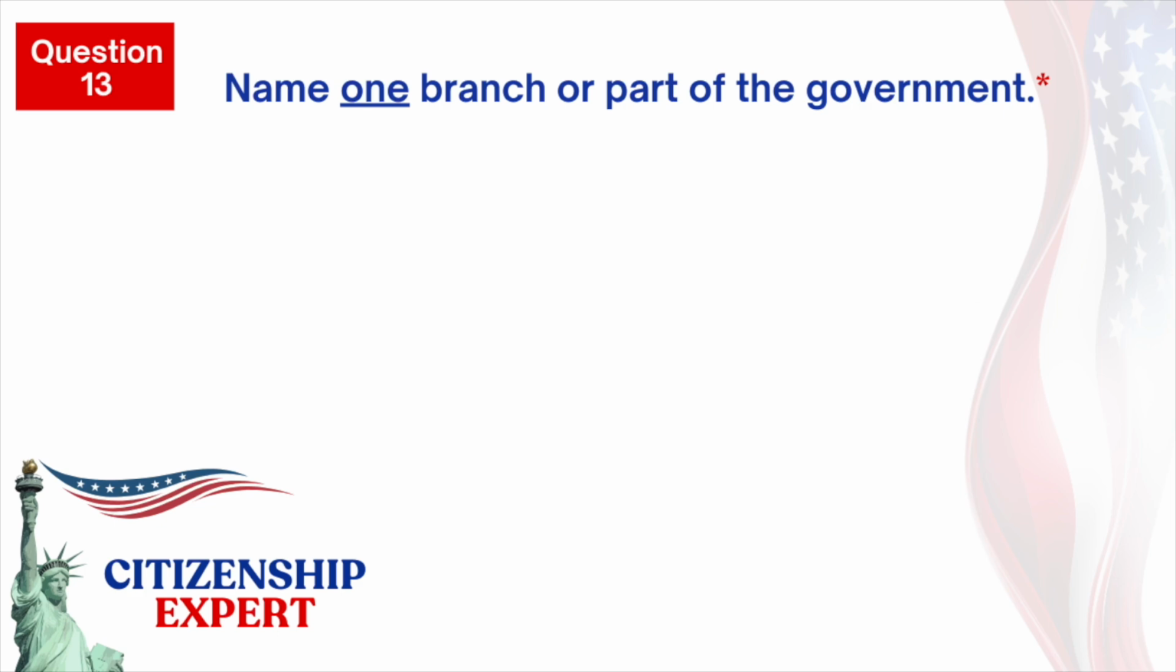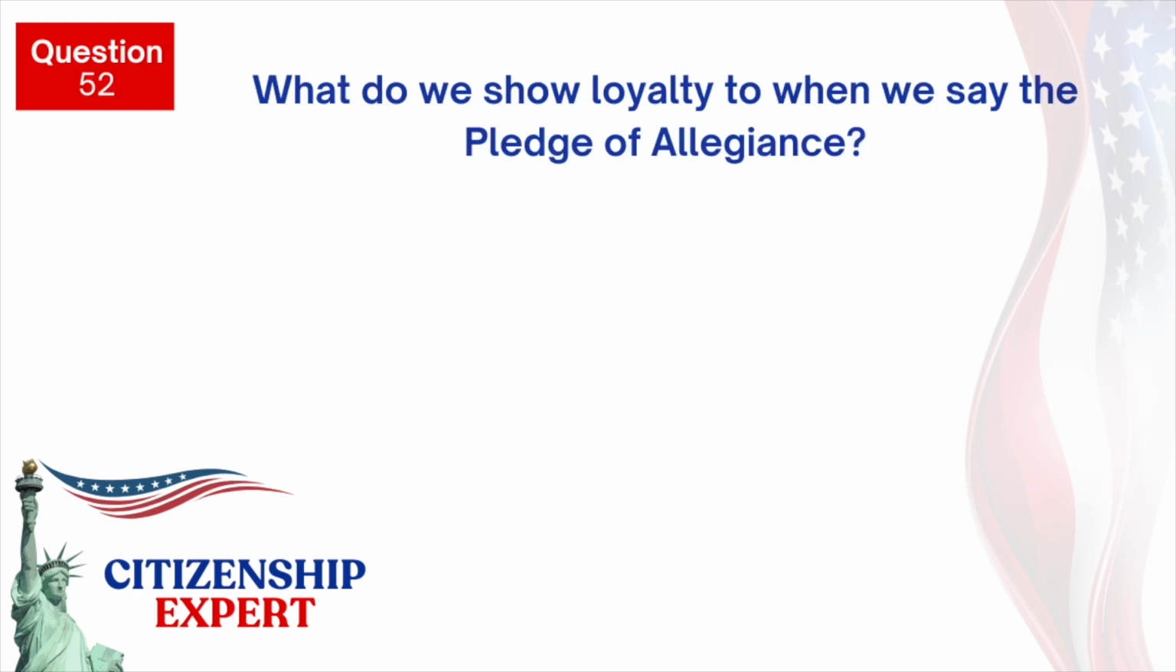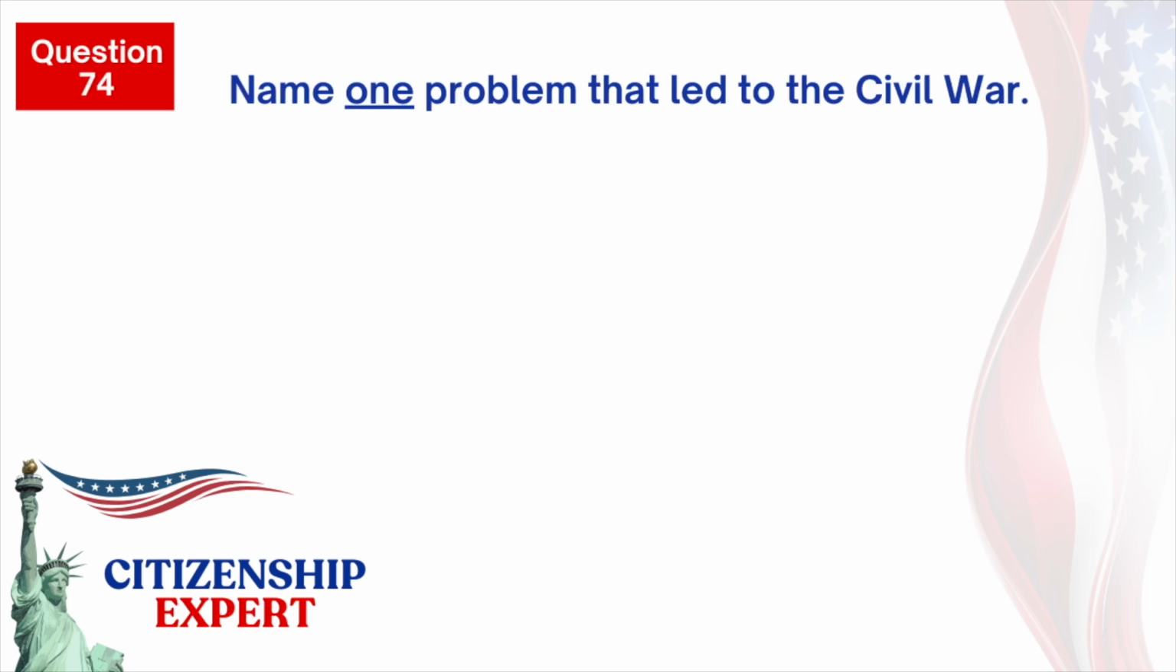Name one branch or part of the government. Congress. What do we show loyalty to when we say the Pledge of Allegiance? The United States. Name one problem that led to the Civil War. Slavery.